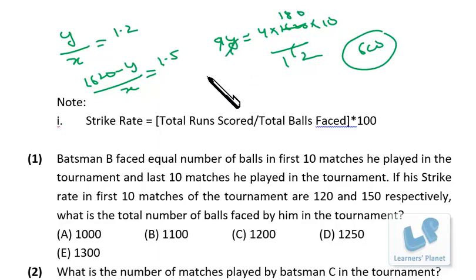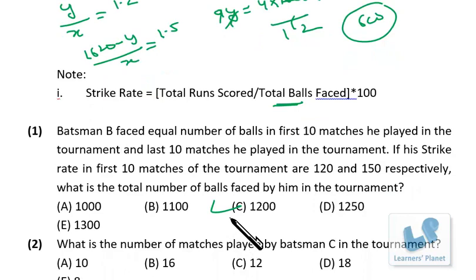Okay. I hope you are clear. I'll just do it once again. Equal number of balls. So x and x. Total balls will be 2x. So y is the total runs scored in the first 10 matches, and overall 1620 total runs are there. So in the last 10 matches it is 1620 minus y. So these are the strike rates 120 and 150. So I divided this equation by this equation. So by solving I can get the value of y. If y is divided by 1.2, we'll be able to get the value of x, and from x we can get 2x. So the answer is 1200. Okay.